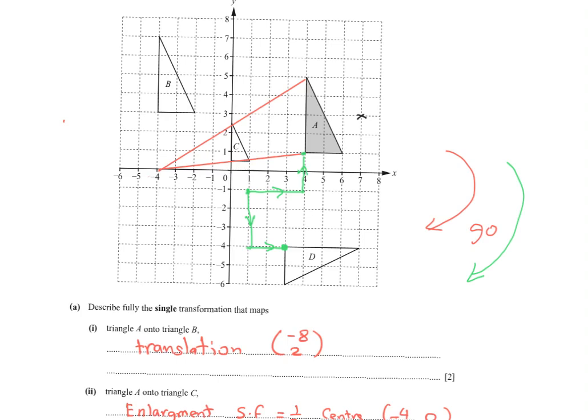This is our center. From the center, how do we find the image for this point? From the center, you must go 2 down and 1 to the left. Scale factor 2, so multiply by 2. So 2 down will be 4 down, and 1 to the left becomes 2 to the left. So this is the image for this point.